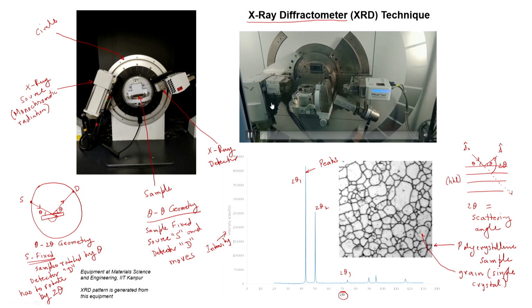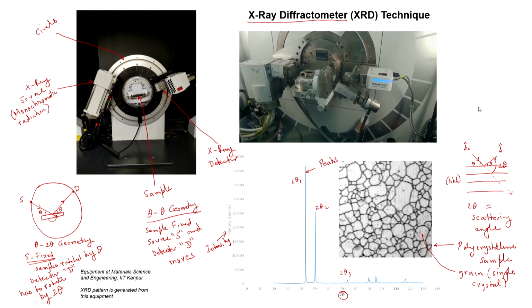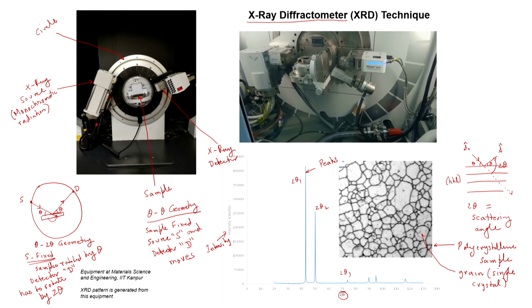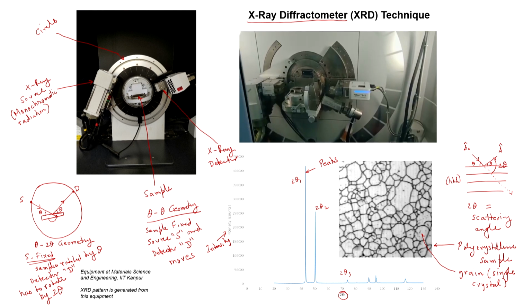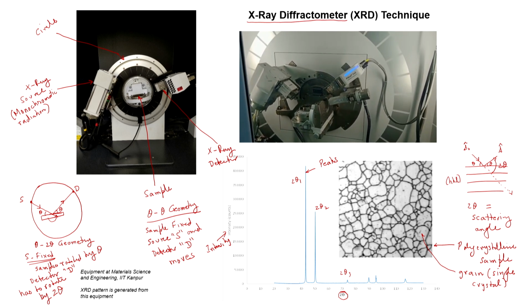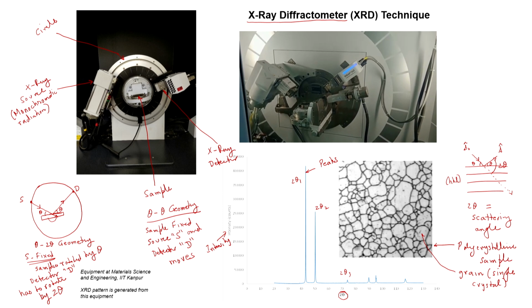And finally, this is a video of this same diffractometer, and you will see the source and the detector move, as I had explained, in a theta theta geometry. There you go. The source and the detector both are moving in such a way, and the sample is fixed, so that the incident angle and the reflected angle are the same.